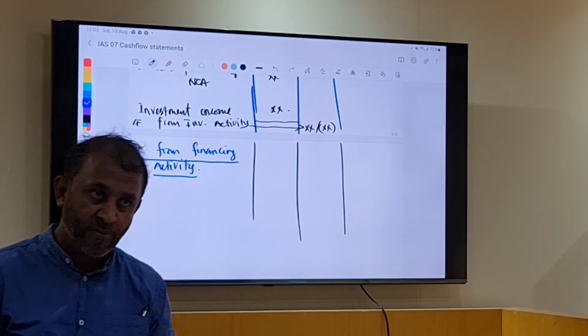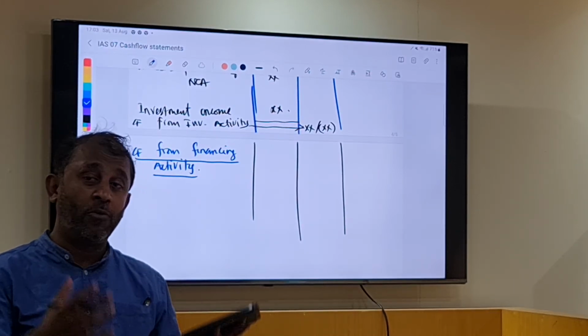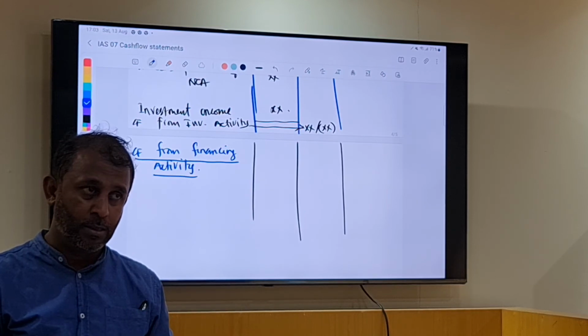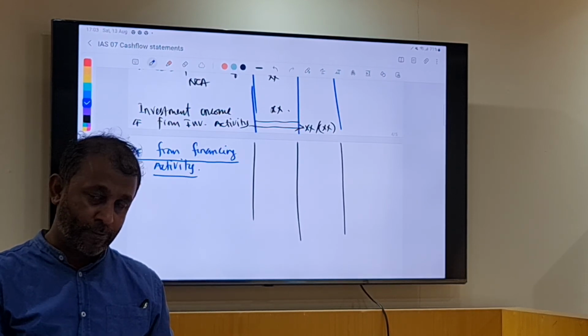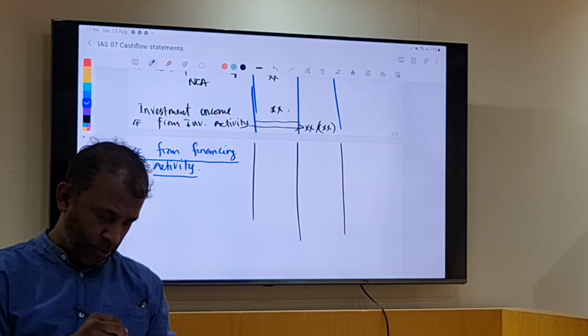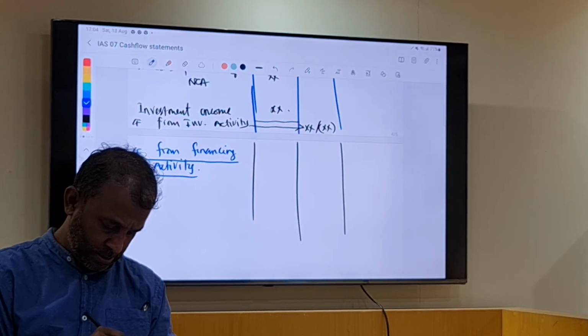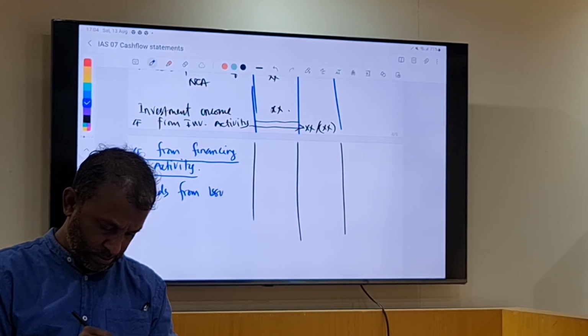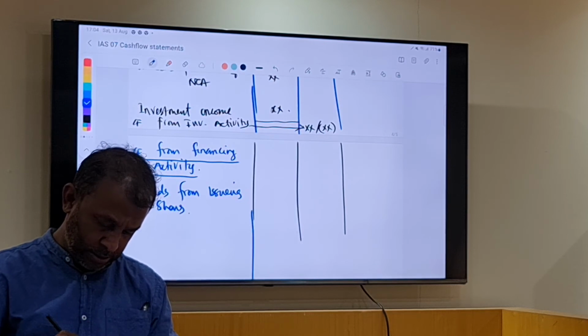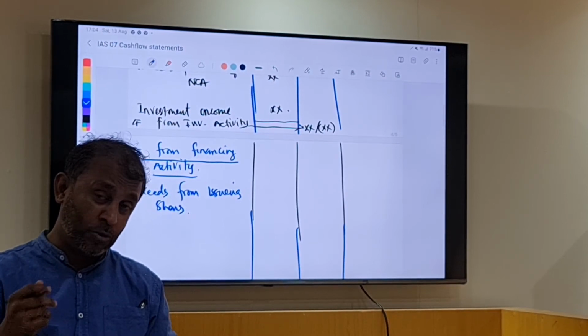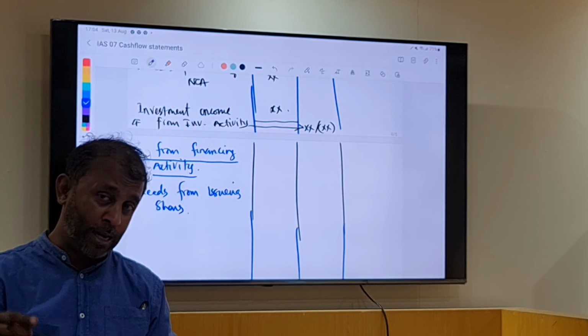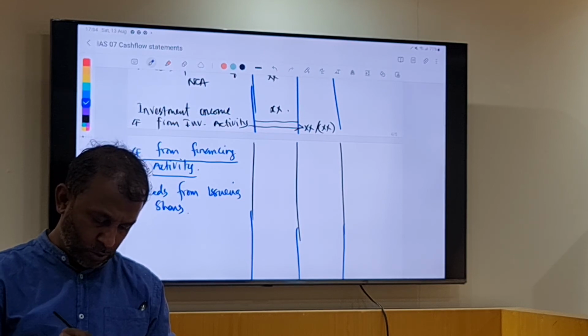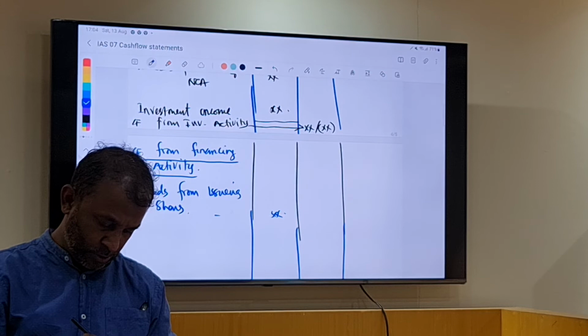Cash flow from financing activity. When I am forming a company, I have to issue shares. So when I issue shares, I will receive cash. So proceeds from issuing shares. Please also remember, when you issue shares, you have par value and share premium. So you may have the total of that: ordinary share capital, share premium.